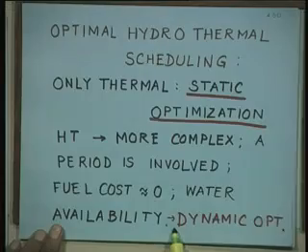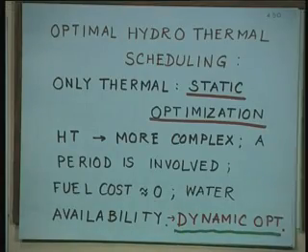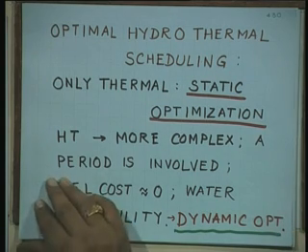So fuel cost is 0 as far as water is concerned. But the availability of water makes it a dynamic optimization. That means you are working for a given period. And a dynamic optimization problem is always more complex than a static optimization problem.